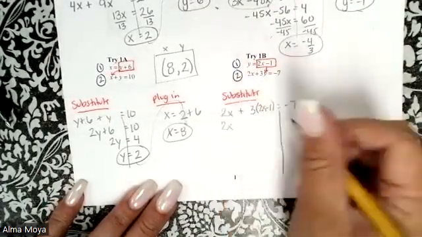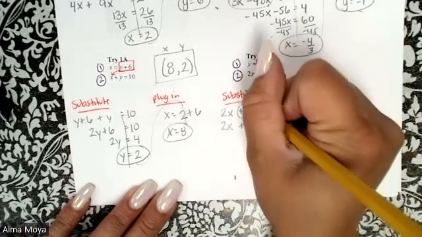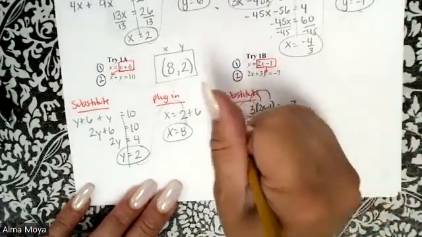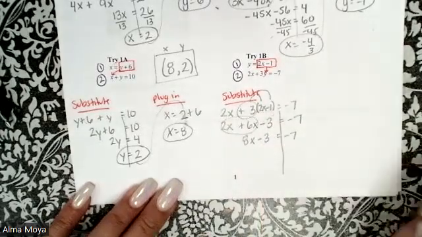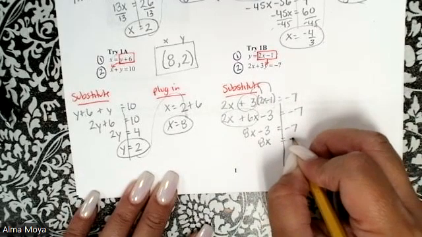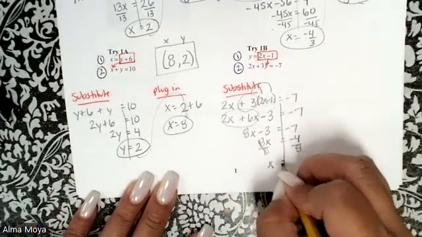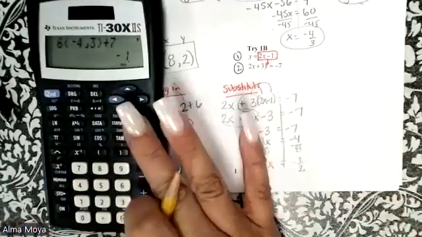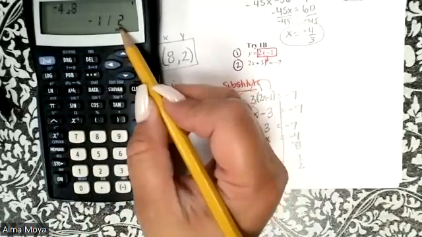So here I'm left with a 2x. I'm distributing a positive 3. Positive 3 times 2x is positive 6x. Positive 3 times negative 1 is negative 3. I'm going to combine like terms. That is going to be 8x minus 3. I'm solving for x, so I'm going to add 3 to both sides. So negative 7 plus 3 is going to be negative 4. And when you divide by 8 here, negative 4 over 8 is actually negative 1/2.